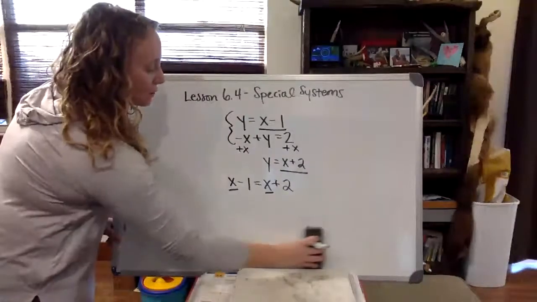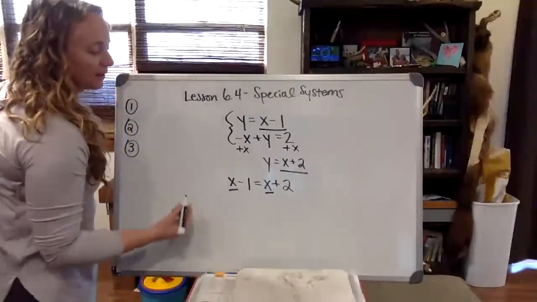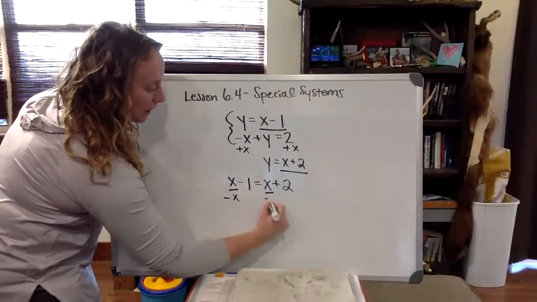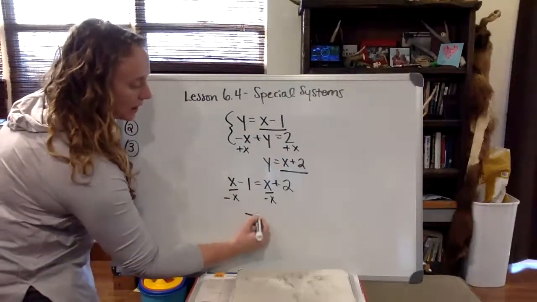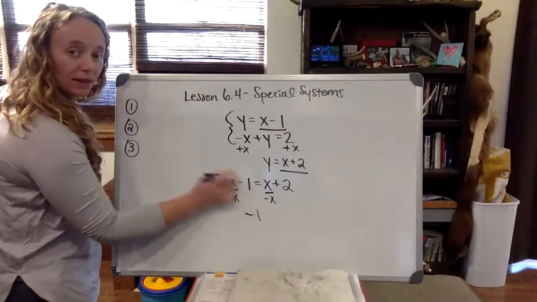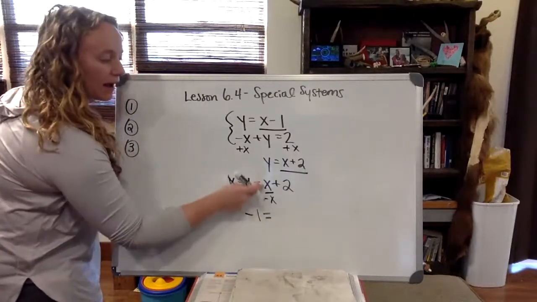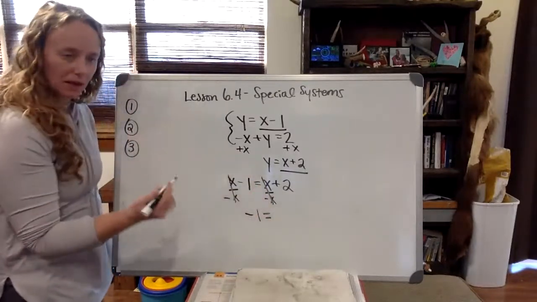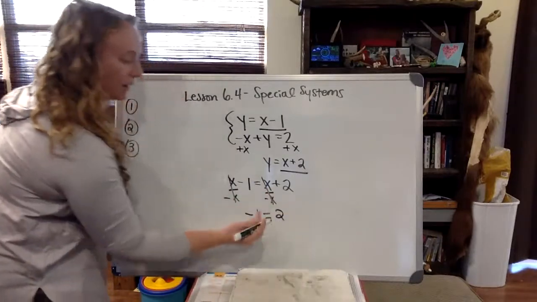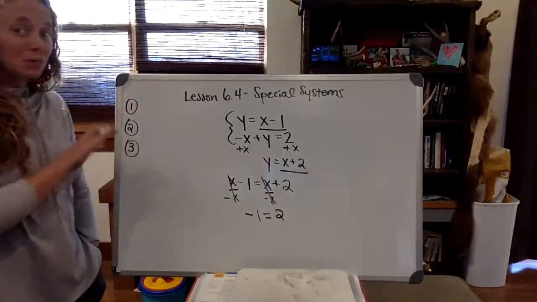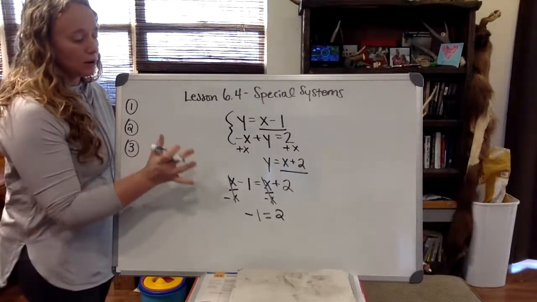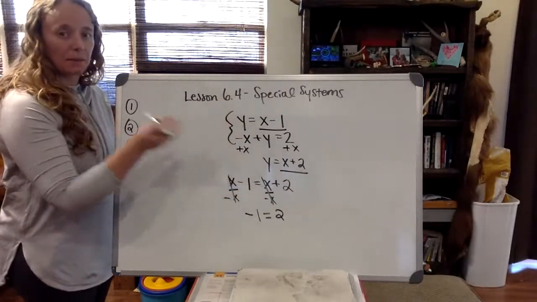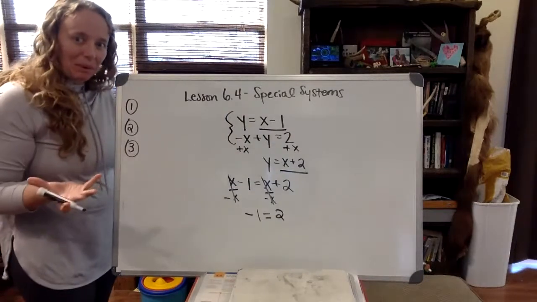So let's prove it to ourselves with the numbers. Let's subtract x from both sides so we can combine the like terms. x minus x is 0 x's, so I get negative 1 on this side, and over here x minus x also cancels out, so I have 2. So I now have negative 1 is equal to 2, which is a false statement. Not even on Pluto does negative 1 equal 2. So this system is broken.